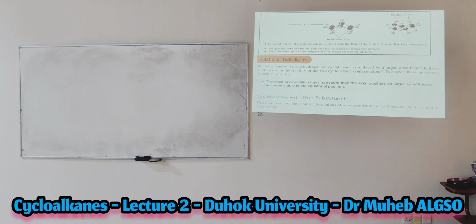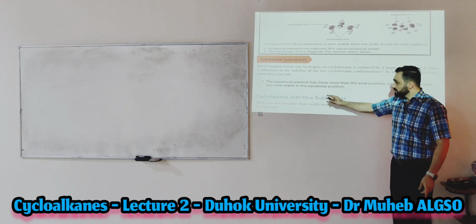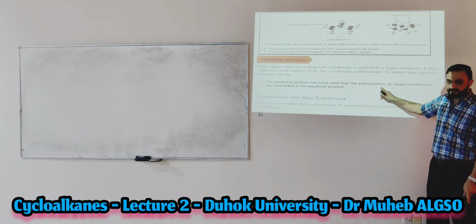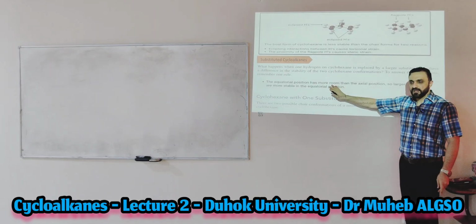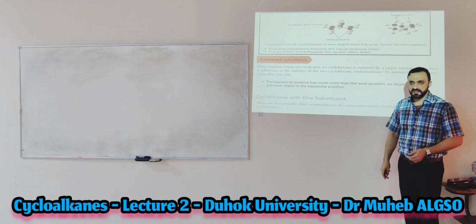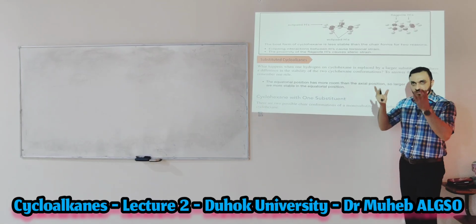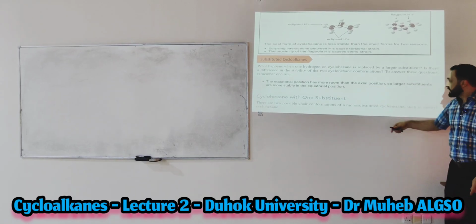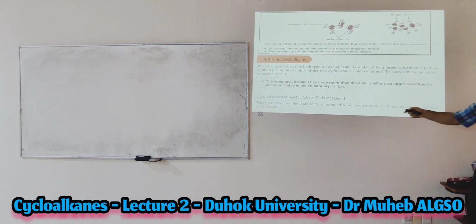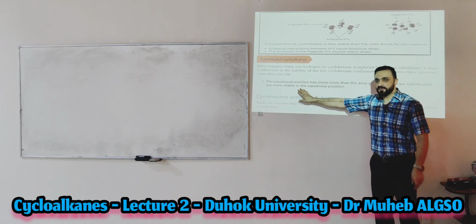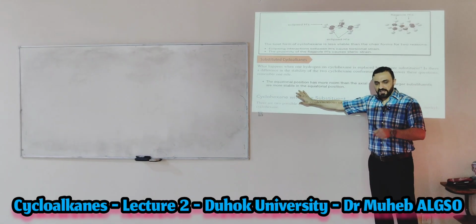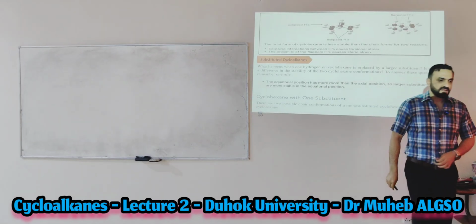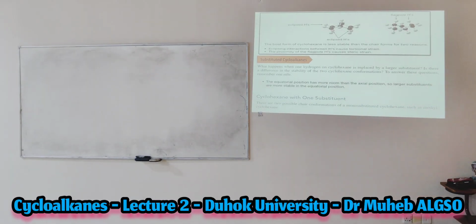What he said is that the equatorial position has more room than the axial position. Room here means space, not room temperature. It has more room than the axial position. So larger substituents are more stable. Where? In the equatorial position rather than the axial position; they are always stable in the equatorial position. This is an important note.